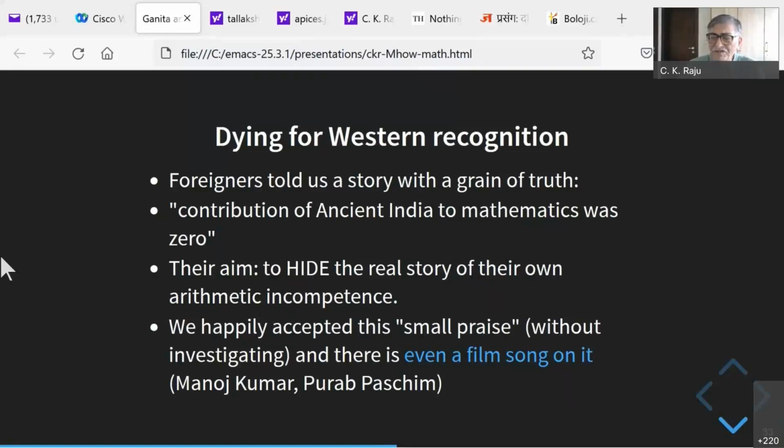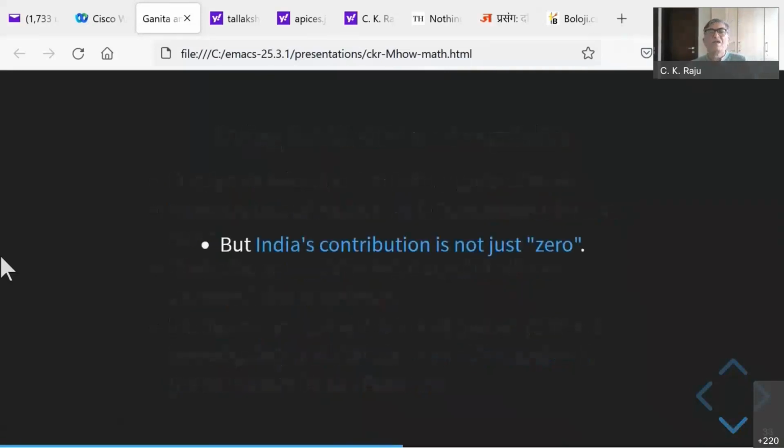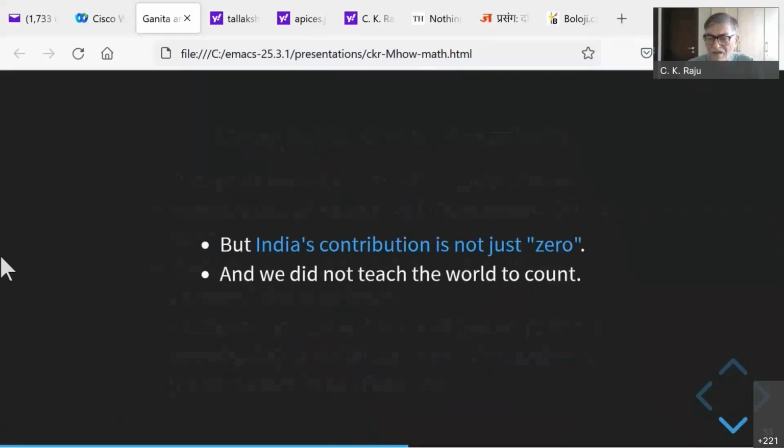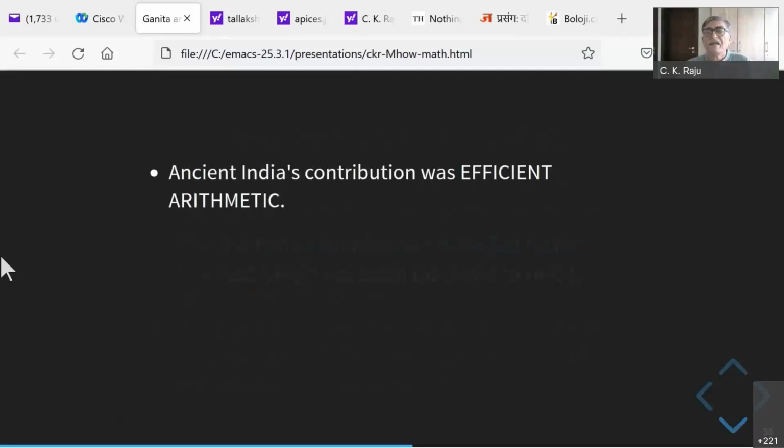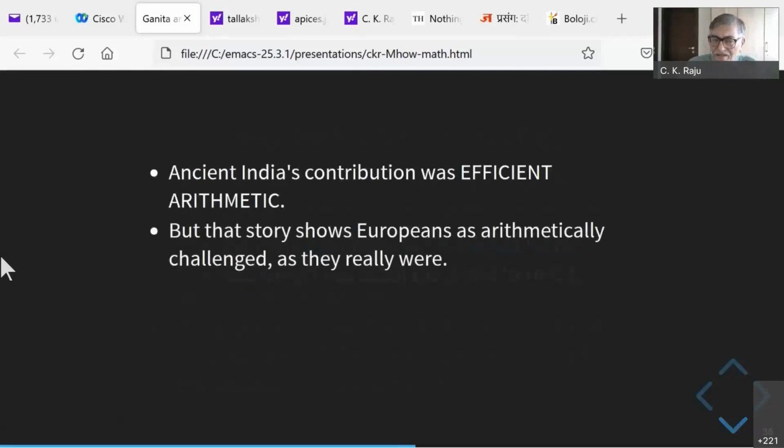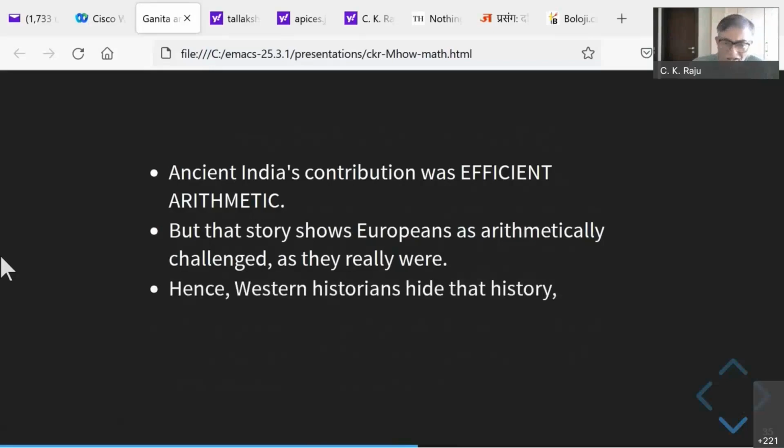So, India did not teach the world to count. That's not correct. The world knew how to count. But India taught an efficient arithmetic. It wasn't just zero. Okay, so I have a half an hour lecture on that. But please remember that ancient India's contribution was efficient arithmetic. And the story I'm telling you is that the Europeans were arithmetically challenged. They were far behind us. And therefore, Western historians hide that history.